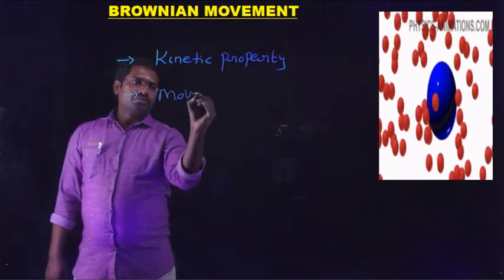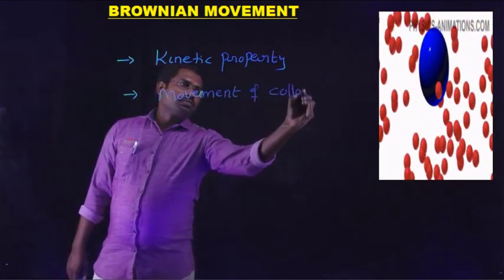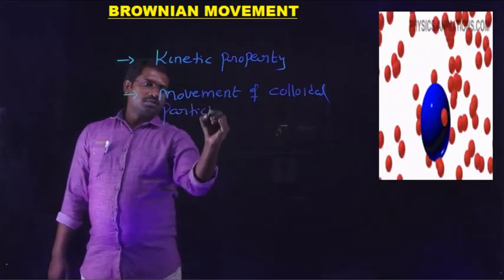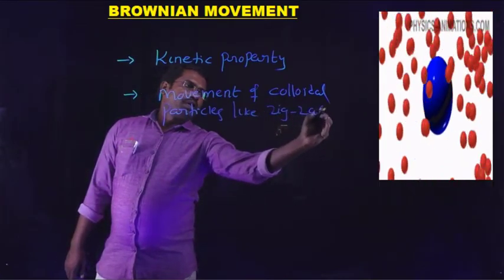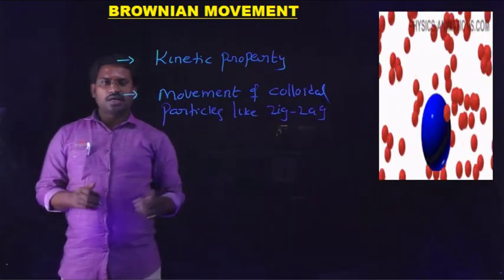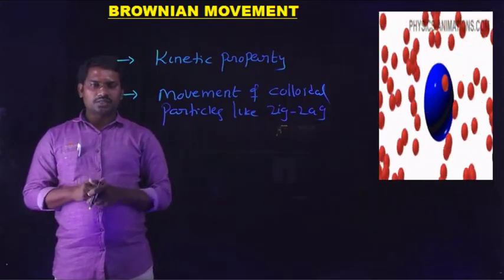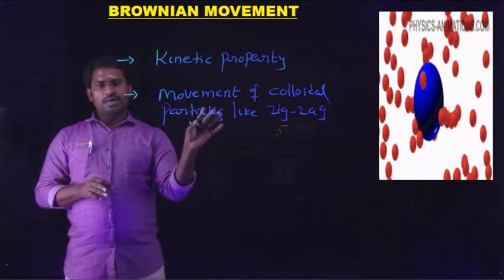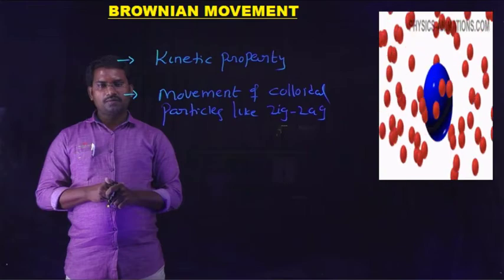The movement of colloidal particles like zigzag motion. Zigzag motion means there is no particular route, there is no particular order. The molecules simply move from one place to another in different discontinuous ways. That is known as zigzag motion. This is known as Brownian movement. The movement of the colloidal particles in the zigzag motion is known as Brownian movement.